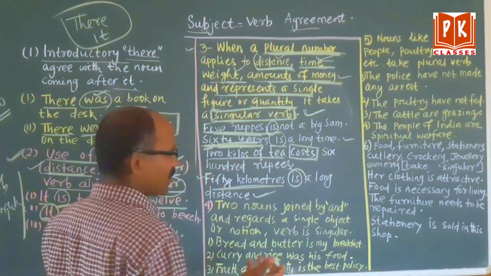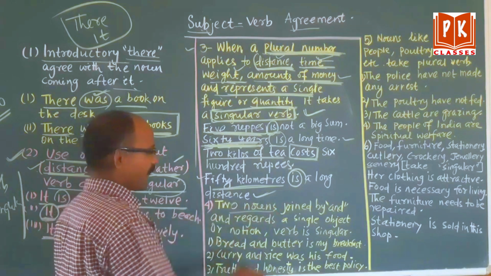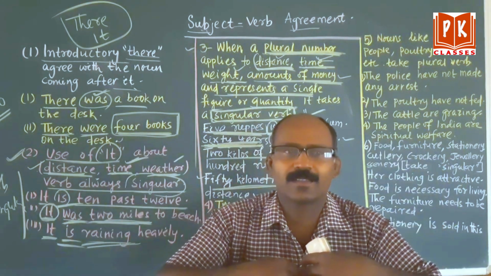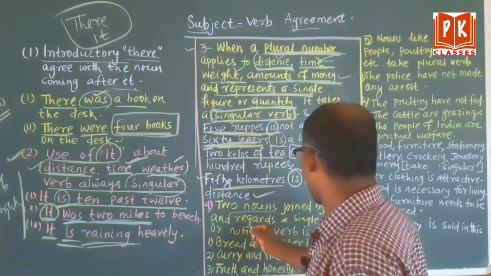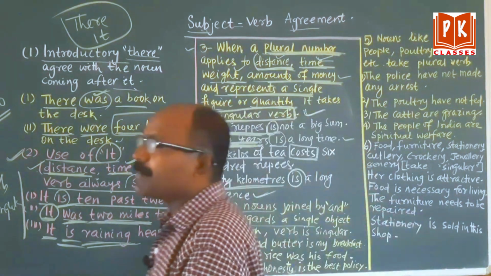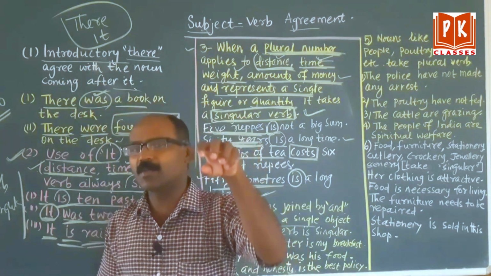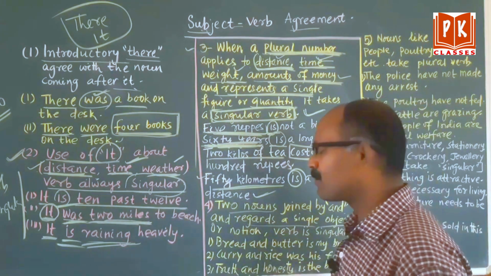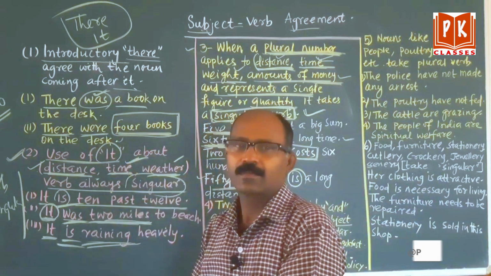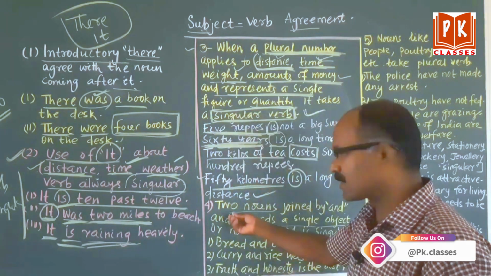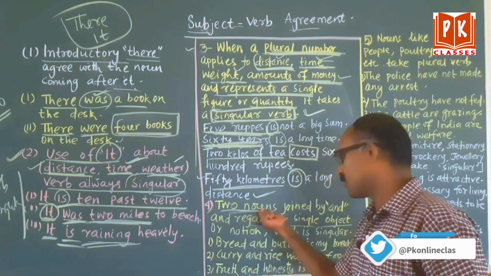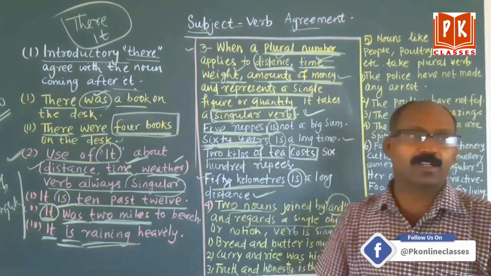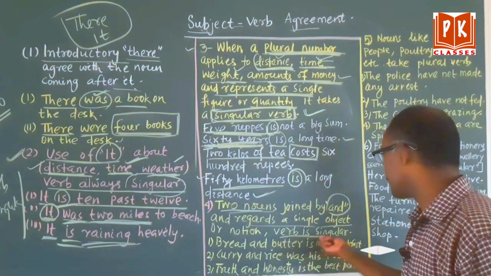Next one, what is this? Now please remember, two nouns joined by and. Two nouns, two subjects are joined by and. Joined by and regards a single object or notion, and it gives the same idea, the same single notion or the single object, then what will have? Now verb will be singular. Have you understood? That means two nouns are joined by and, and regards a single object or a notion, so the verb will be singular.